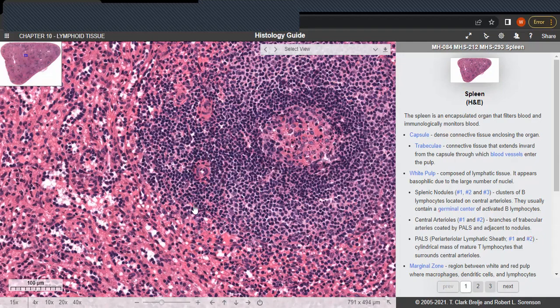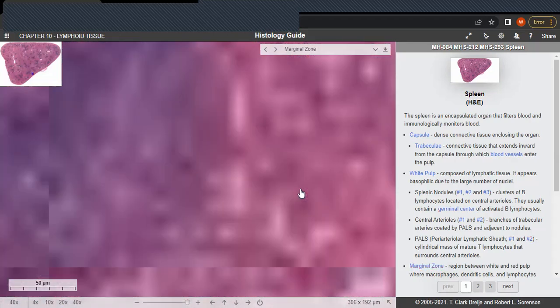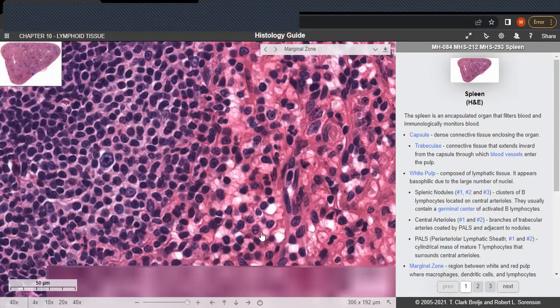This lymphatic tissue here is the periarterial lymphatic sheath. Then we have some areas between the white and the red part, known as the marginal zones. The marginal zones, like this is a marginal zone here.